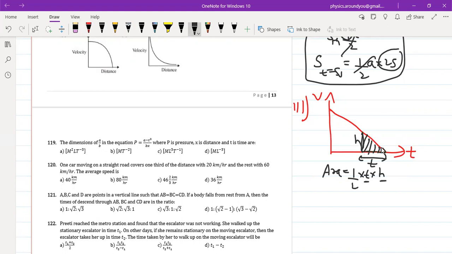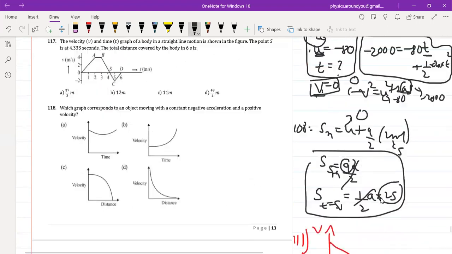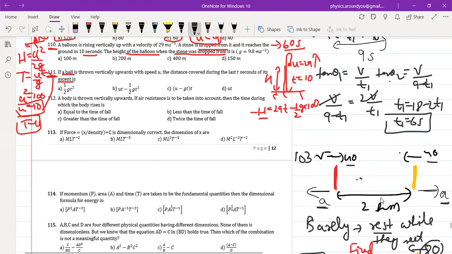Tan theta for this triangle should give acceleration. In other words, h by t is tan of theta. Tan of theta is g. So h is equal to gt. So you put it over here, we should get half g t square. So distance covered in the last t seconds during the upward flight is half g t square.